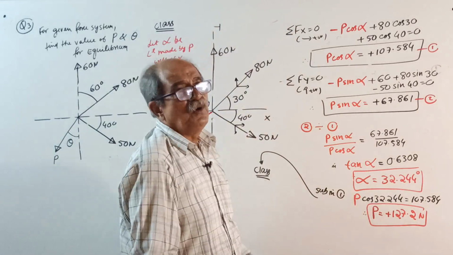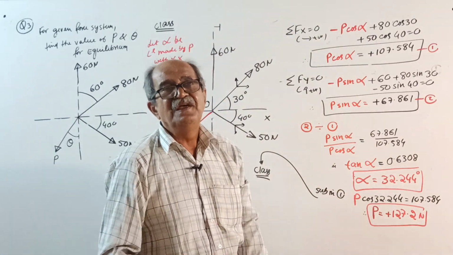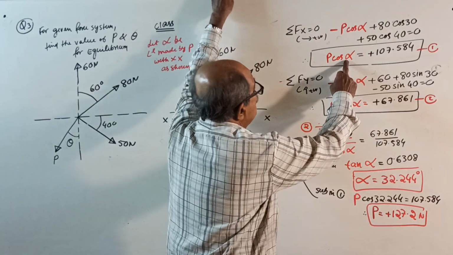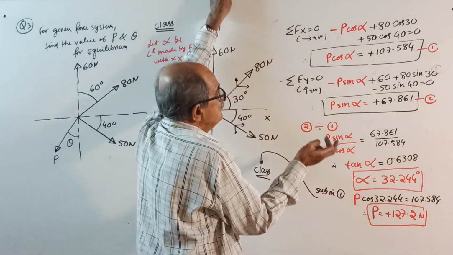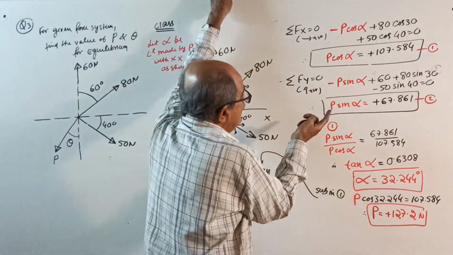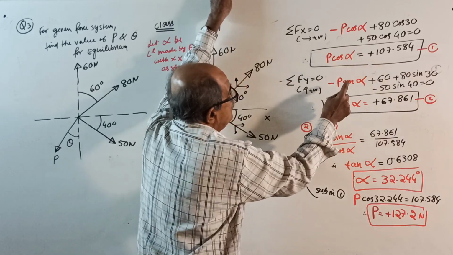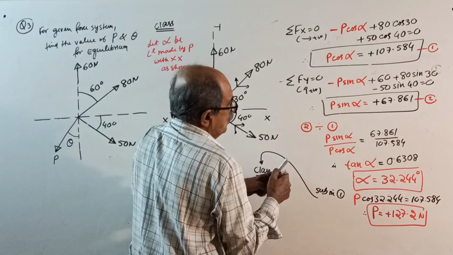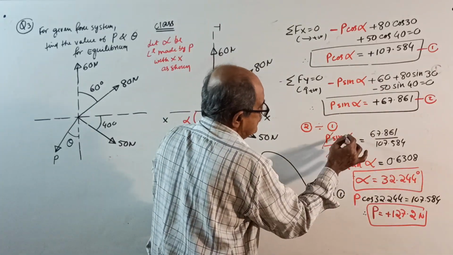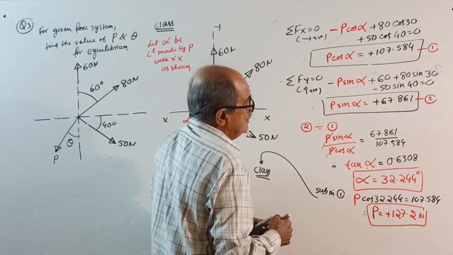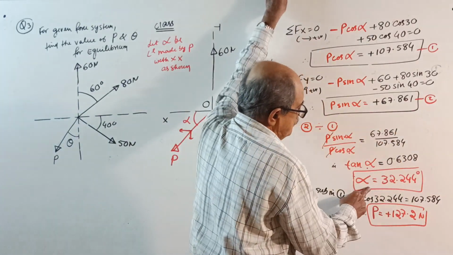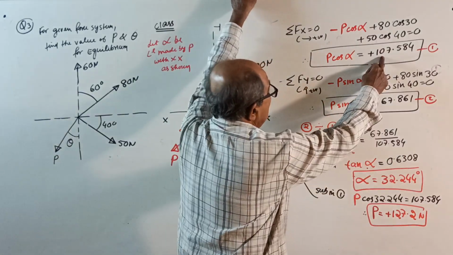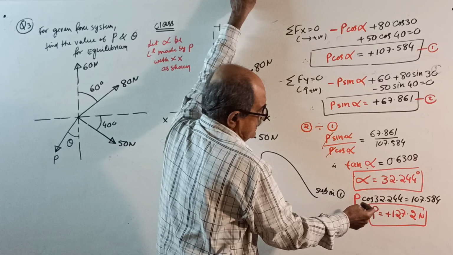Now, don't go for the calculator's simultaneous equation solver; since it is P cos alpha and P sin alpha, you can solve it directly. Everybody note that sin divided by cos is tan. So equation 2 divided by equation 1: P sin alpha by P cos alpha equals this number by this number. You know that P cancels. Sin alpha by cos alpha is tan alpha equals, calculate, and your alpha will come 32.244 degrees.